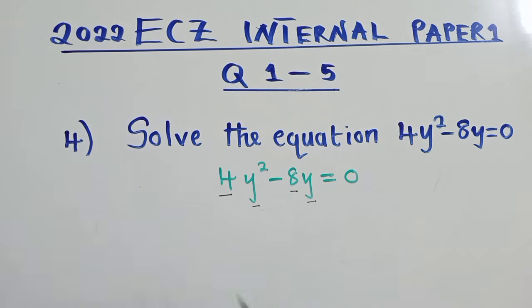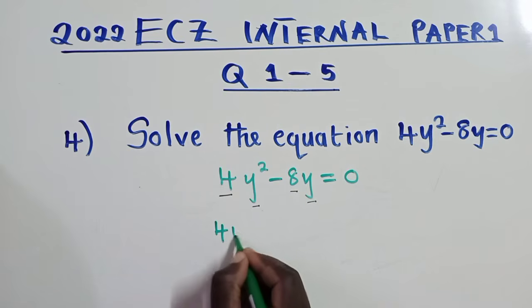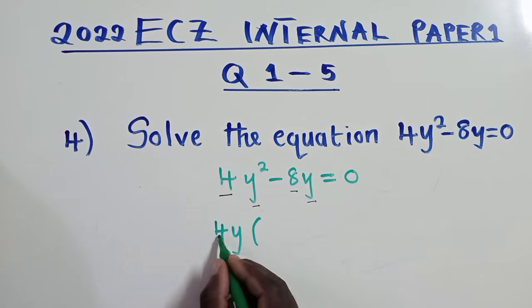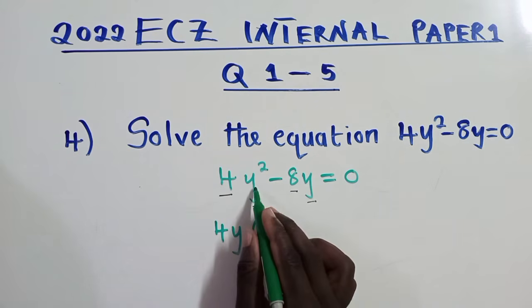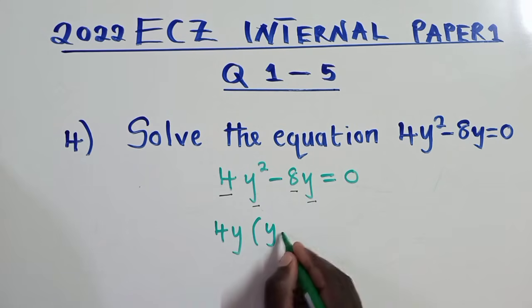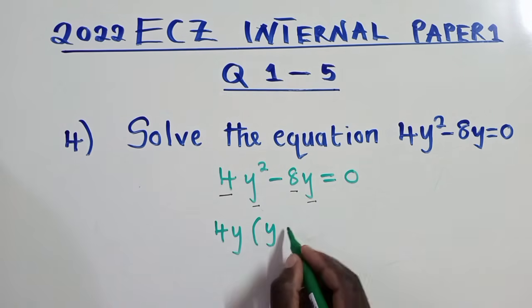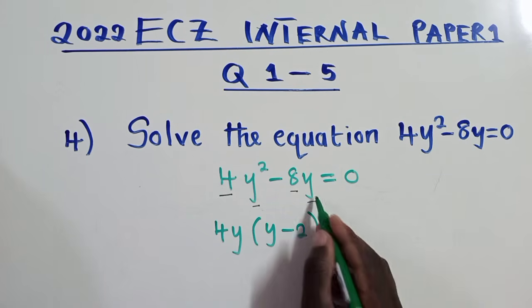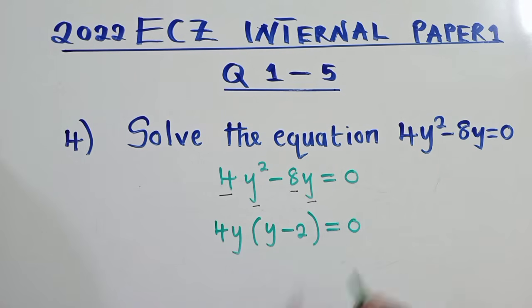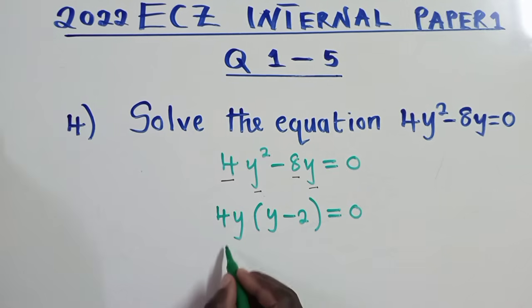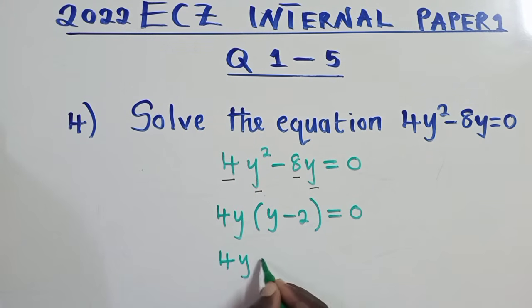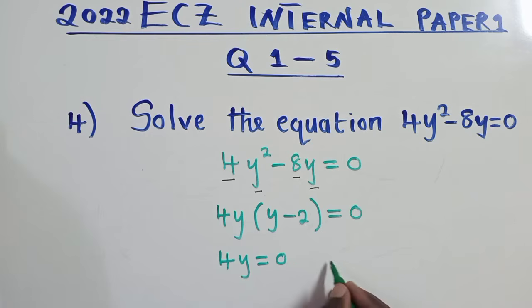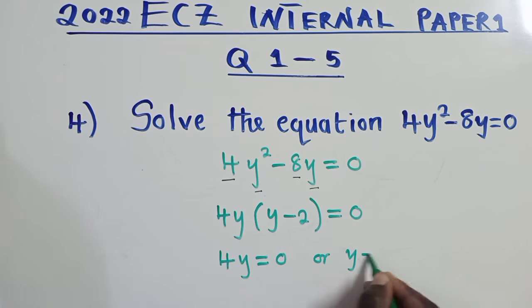So it's working. We're going to say 4y open bracket, 4 and 4 will cancel. Y into y squared will just remain with y. 4 into negative 8, it's a negative 2. Y into y, it will cancel. So this is what we have. So we have just factorized. After factorizing, we equate. So we're going to say 4y is equal to 0, okay? Or y minus 2 will be equal to 0.